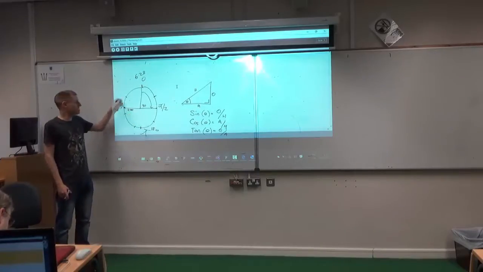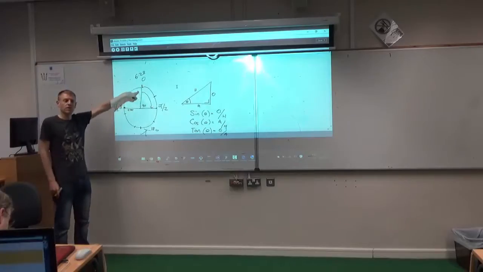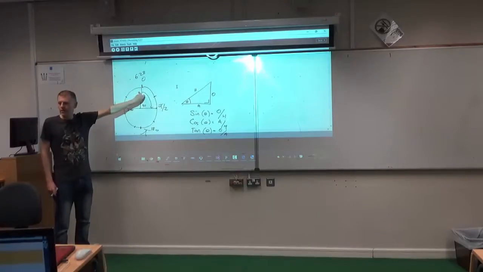So this is the radians measure. And when you go all the way up to here, you'll have gone 6.28 radians. You'll have gone the entire circumference of the circle. Is everyone following that so far?